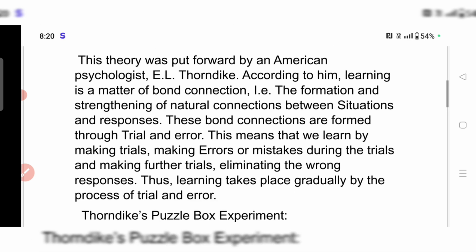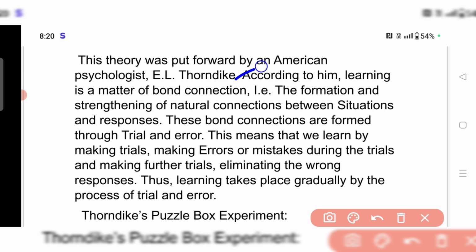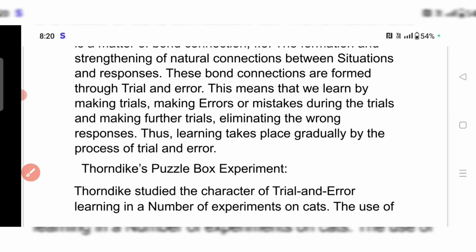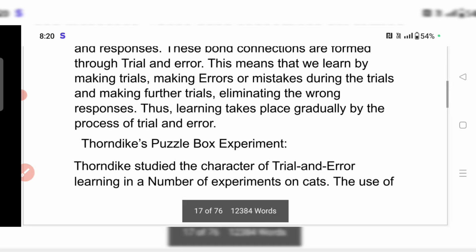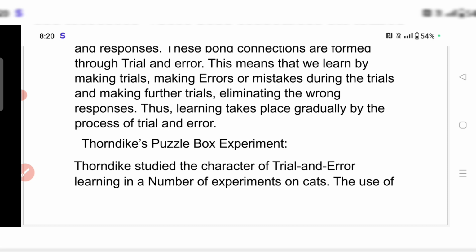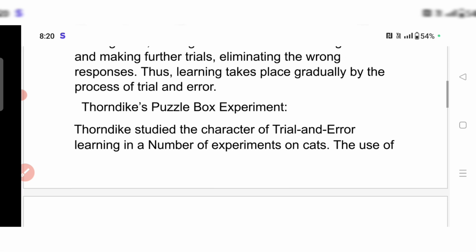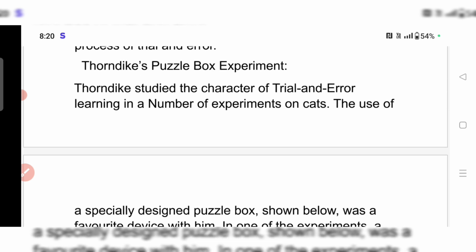Here the theory was put forward by the American psychologist Thorndike, and according to him, learning is a matter of bond connection, that is the formation and strengthening of the natural connection between situations and responses. These bond connections are formed through trial and error. This means that we learn by making trials and making errors or mistakes during the trials, and making further trials, eliminating the wrong responses. Learning takes place gradually by the process of trial and error.